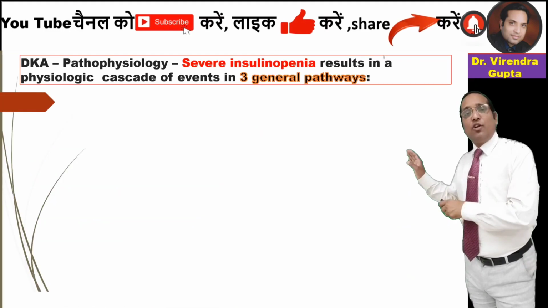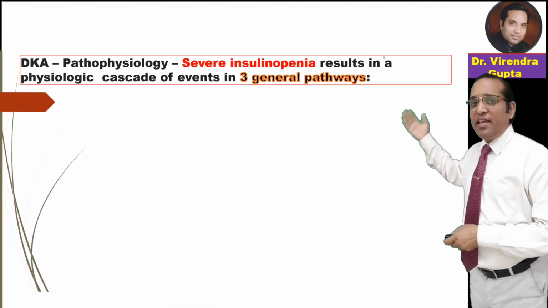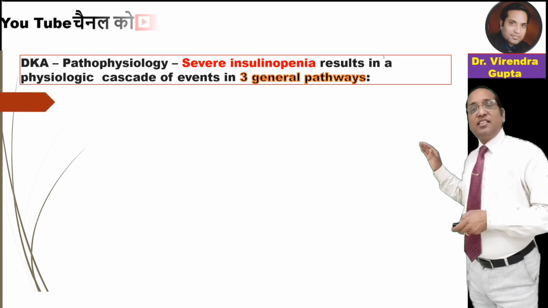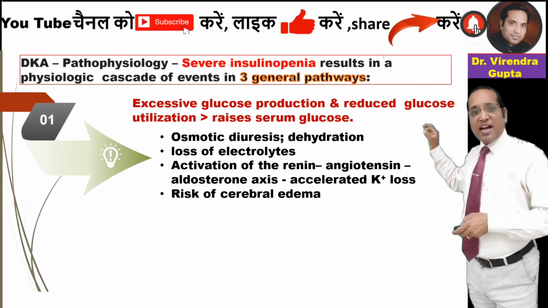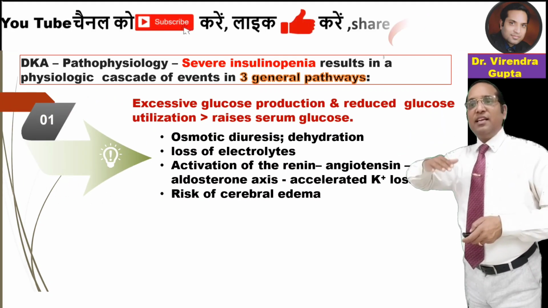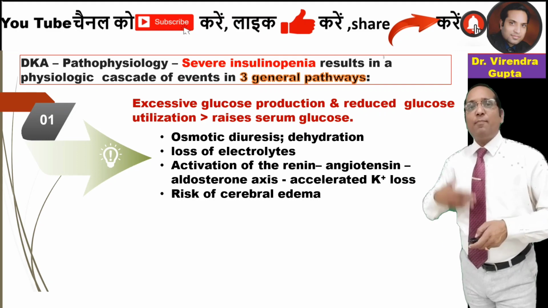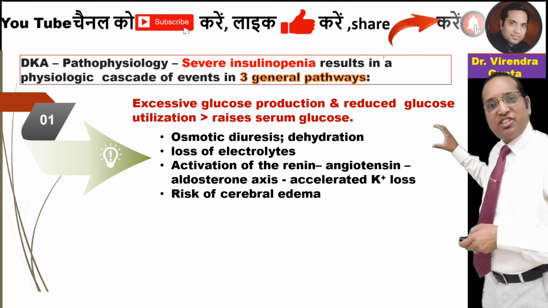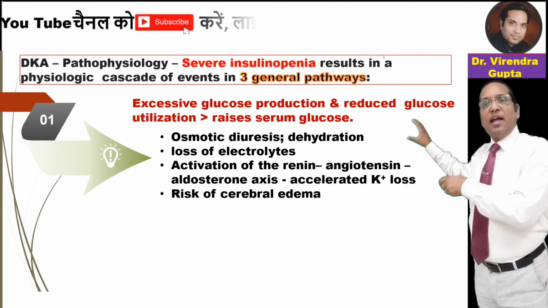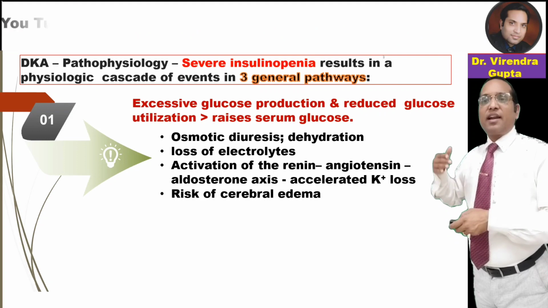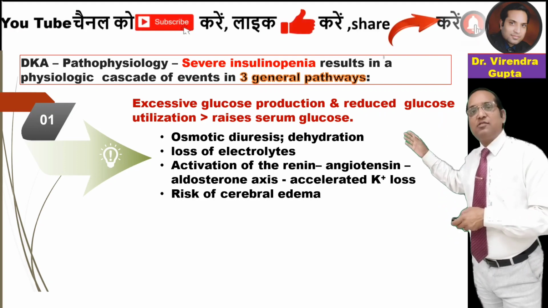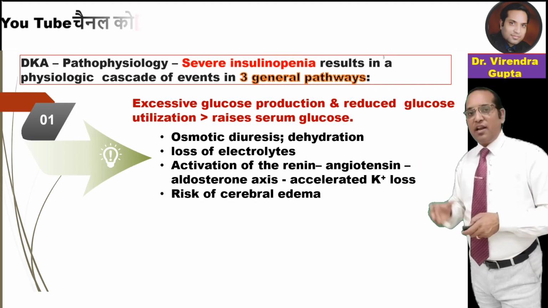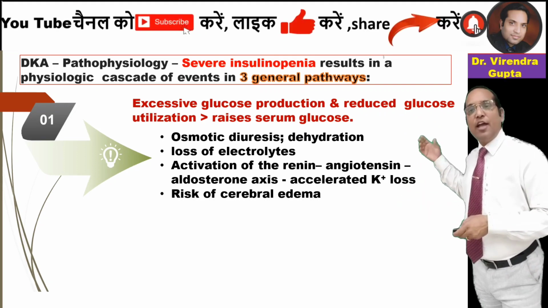So guys, pathophysiologically there is severe insulinopenia, or the level of insulin is decreased, resulting in 3 general pathways. The first is excessive glucose production or decreased glucose utilization, causing hyperglycemia, which causes osmotic diuresis, which causes severe dehydration and loss of electrolytes and activation of the renin angiotensin aldosterone axis, which causes accelerated potassium loss and risk of cerebral edema due to the osmotic diuresis.